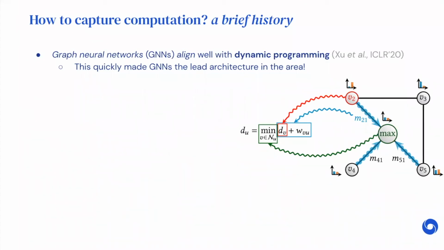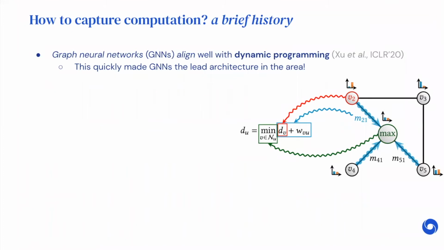And the whole bunch of recent efforts in this area are propelled on the assumption that graph neural networks align well with dynamic programming, which was one very impactful paper that was published by Keyulu Xu and others from MIT at ICLR in 2020. And they said, okay, it turns out that if you algorithmically align to the problem you want to solve, you'll have much better sample complexity. So you'll be able to learn that algorithm much more efficiently.